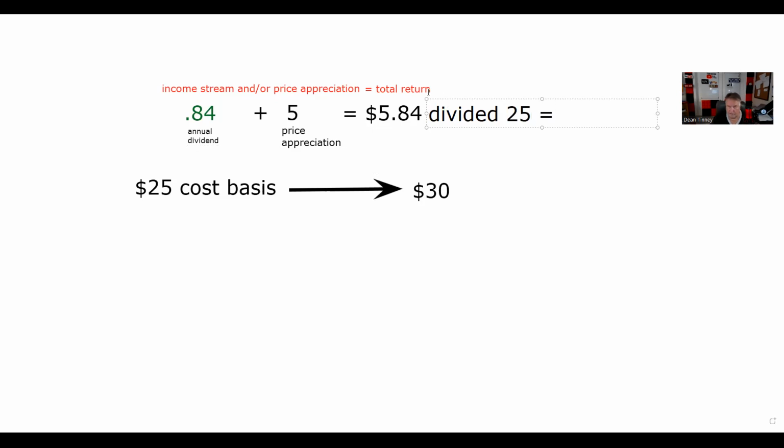And so now I'm just going to take my calculator. 5.84 divided by 25, my total return on the Bank of America stock has been 23%. 23.36%. Any questions on that? Was it you, Erica, who asked that? That's the total return. By the way, not bad.